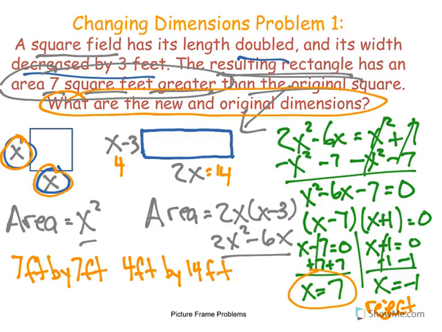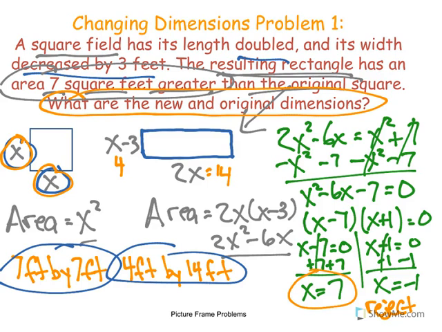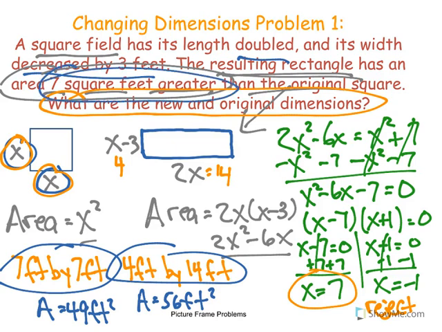Well, let's make sure it checks, right? So what are the dimensions? I answered the question here, and I answered it here. Now my area would be 49 square feet. And my area here would be 56 square feet. And as predicted, right, 56 is 7 greater than 49. So we can check that we did this correctly very easily. So this is an example of what we'll call a changing dimensions problem.